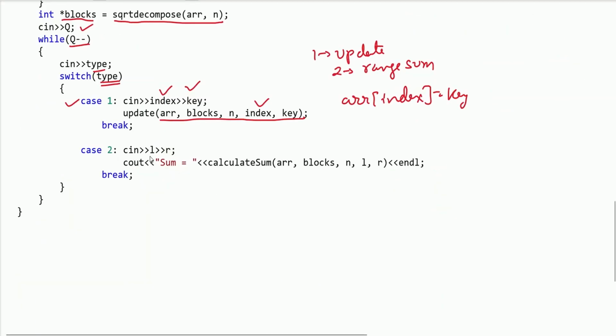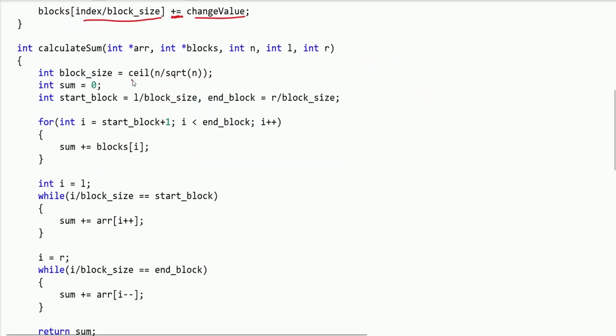Then case 2, we will take input L and R, from index L to index R. And then we are calling calculate sum, which is printing the sum. In this, we are passing arr, blocks, and left and right. Here, again, we are calculating the block size.